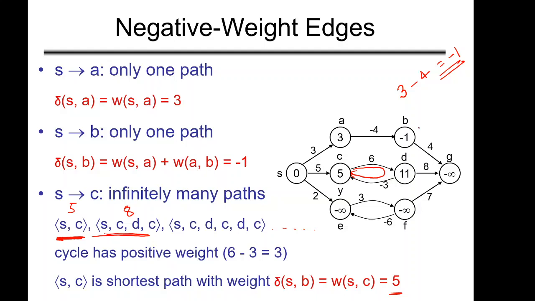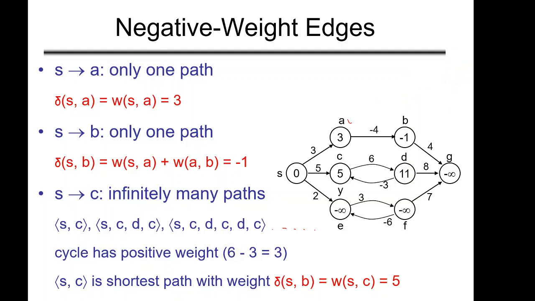Same for S to B also. There is a negative weight edge, but a negative weight edge is not a problem. A negative weight cycle is a problem. If there is a cycle which has positive weight, then also it is not a big problem, because a positive cycle always increases the weight, so there is no sense of moving through that cycle. So far so good, everything is fine. Let's move forward.